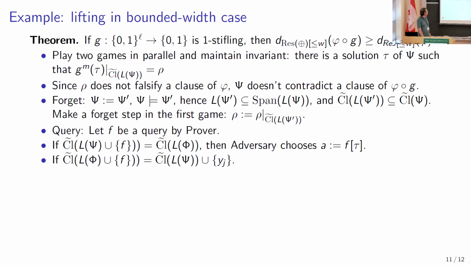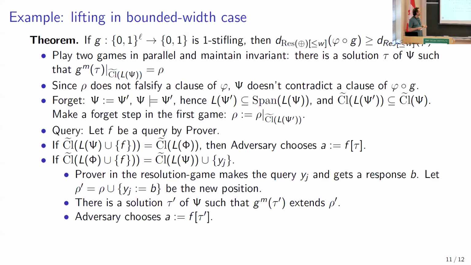And in the second case, the amortized closure is increased by one variable. And it is important that by one variable, we make a query in the first game and get an answer. And let the new assignment be rho prime. And we know by the properties of the closure that there is a solution tau prime of the system psi such that it will induce rho prime. And tau prime will be our new solution, and the answer will correspond to it.